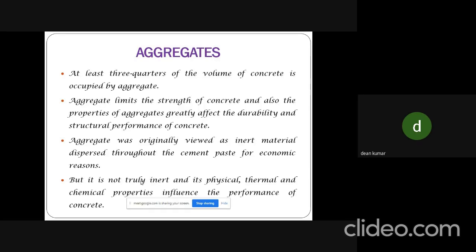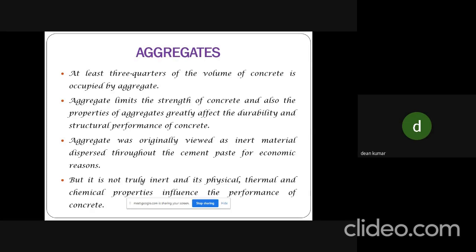Aggregate was originally viewed as inert material. Now, please focus, very important. What is inert material, please, anybody? Inert material does not participate, does not react to acid. Yes, non-reactive, very good. It is not reacting in the hydration process.